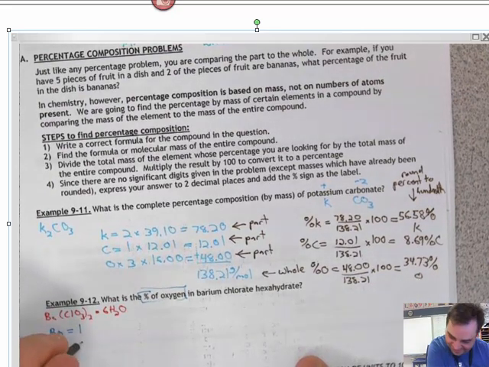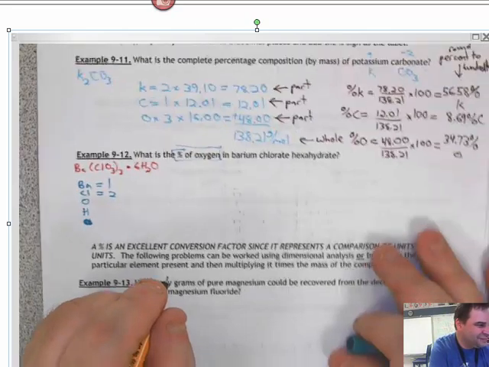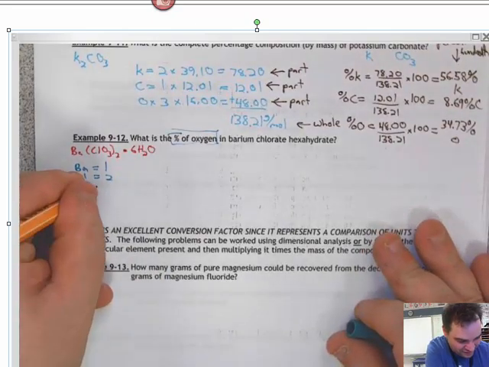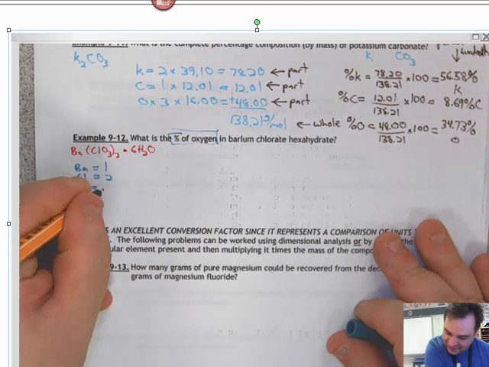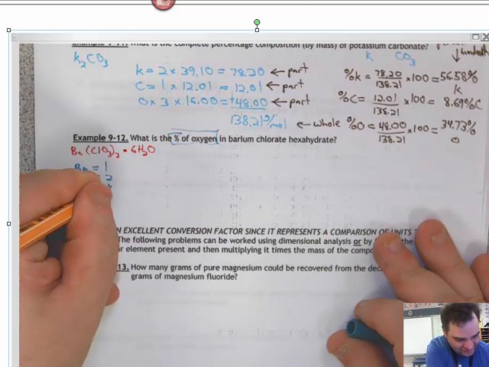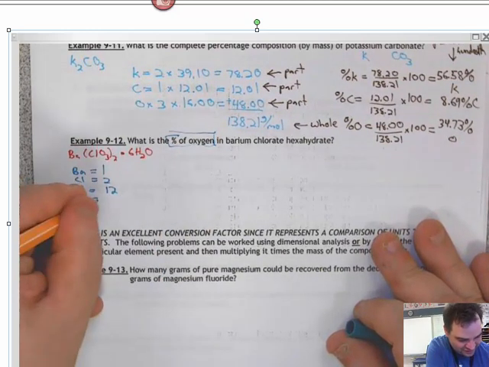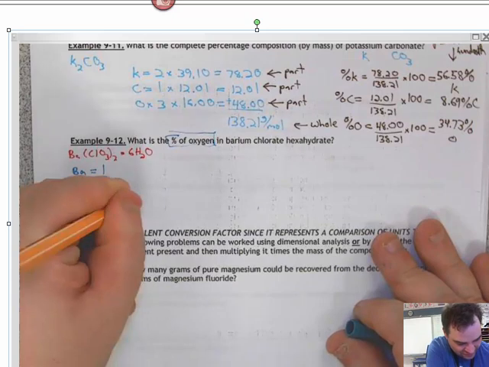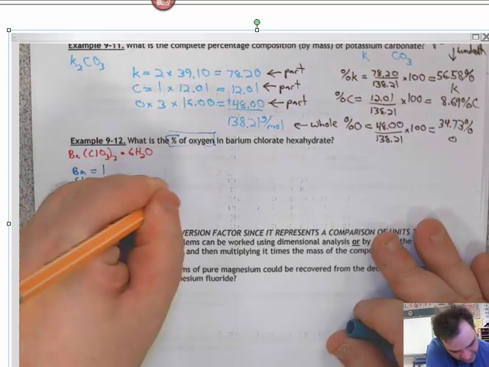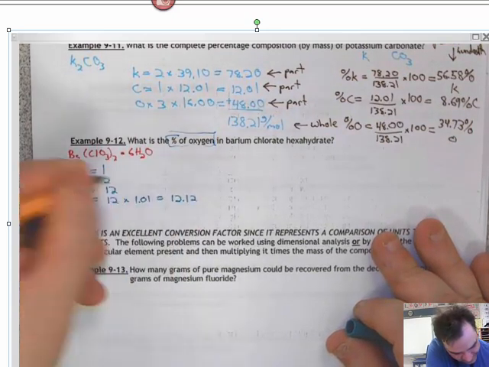1 barium, 2 chlorines. Put it on the screen, Mr. Harridan, so you can see what you're doing here. Oxygens, we're going to do 12, because there's 6 here and 6 there. And then hydrogens, we're going to do 12. So this is 12 times 1.01, which is 12.12.